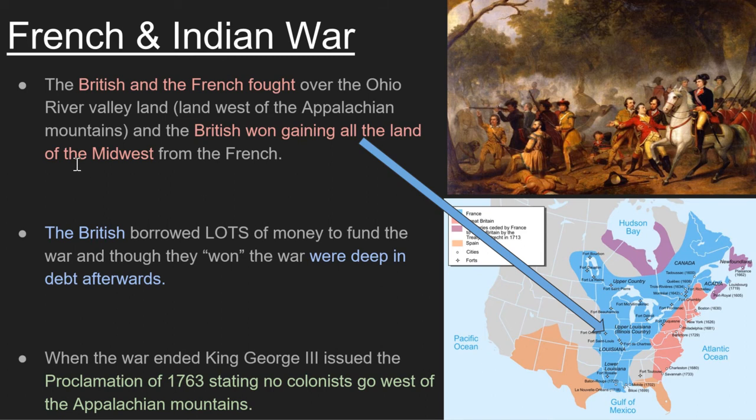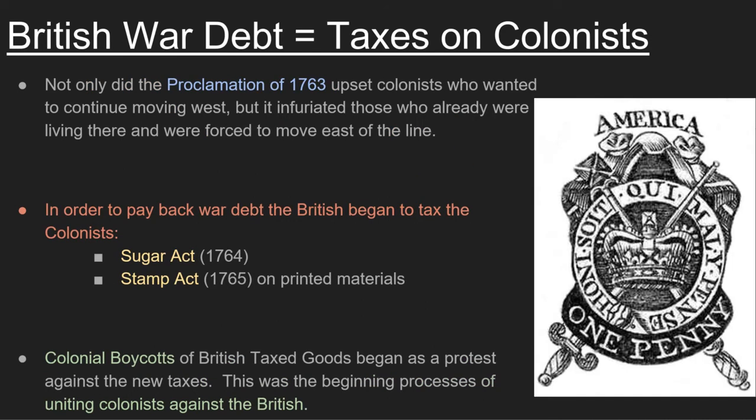As you can imagine, this did not sit well with the colonists who wanted to continue to grow their country west, or their colonies west, that is. So British war debt equals taxes on colonists, plain and simple. Not only did the Proclamation of 1763 upset the colonists who wanted to continue moving west, but it infuriated those who already were living there and were forced to move east of that proclamation line.